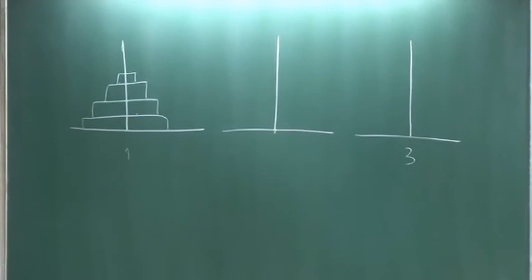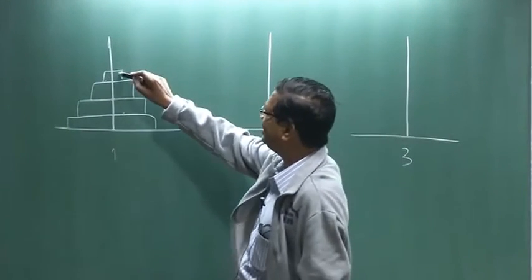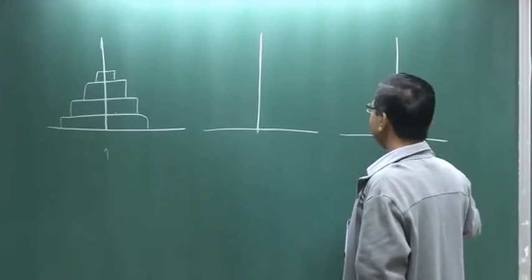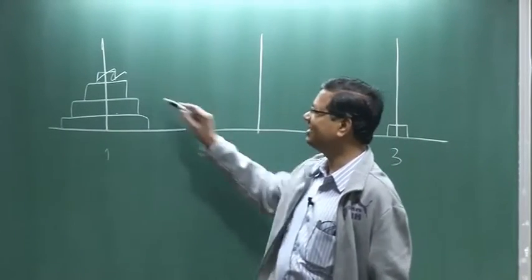We have to move everything, the smallest one should be taken to the third. So my objective is to send it to third, huh? Okay. So I take this one, and this one I put here.